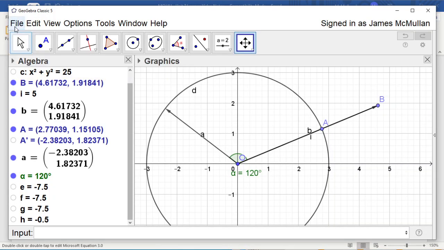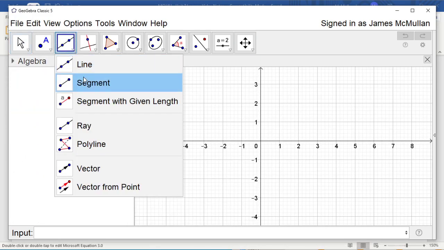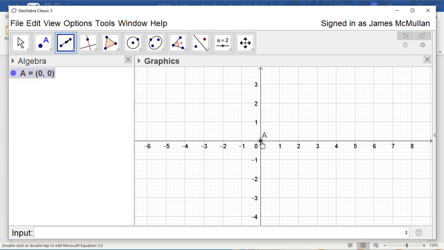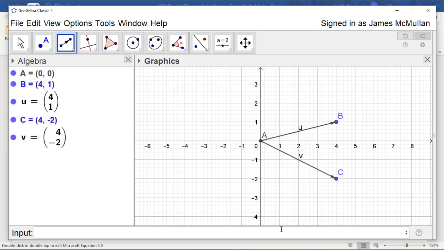Allow me to demonstrate. Let's make up two vectors. Okay, let's say we have vector u and vector v like so. Now when I dot u and v, it comes up with the answer 14. Where does 14 come from? X times x gives me 16. 1 times negative 2 gives me negative 2. And 16 plus negative 2 gives me 14. And so I could calculate the angle between these vectors because I know the dot product is 14.